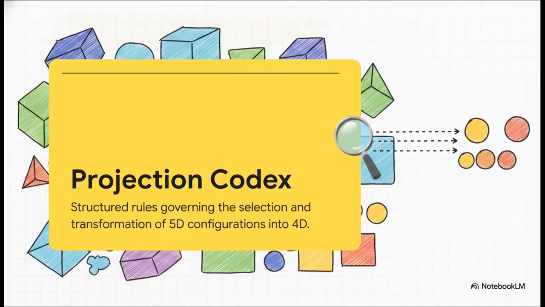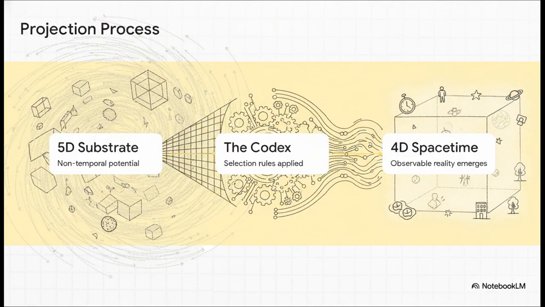Let's move right along to part three, the projection codex. So, if the 5D substrate holds all this wild potential, how does it actually become reality? Well, enter the projection codex. Think of it as a cosmic filter, or maybe a highly strict movie director. It's a structured set of rules that decides exactly which of those floating 5D potentials are stable enough to become physically realized in our observable universe. It's the ultimate gatekeeper. It governs exactly what gets to persist as the matter and energy that you and I can actually interact with.